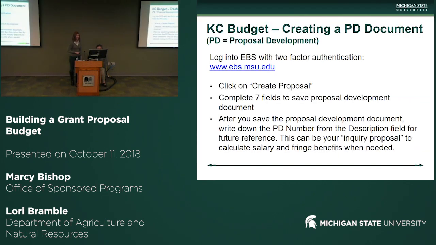Okay. Then you're going to click on Create Proposal. And there are 7 fields that you need to complete. Once you have those 7 fields completed, you're going to click Save, and then you're going to generate a proposal development document. And there will be a specific PD number associated with it. Now this will be in your action list. And so then you can use this as your test or inquiry proposal to play around in there and then get your salary and fringe information.